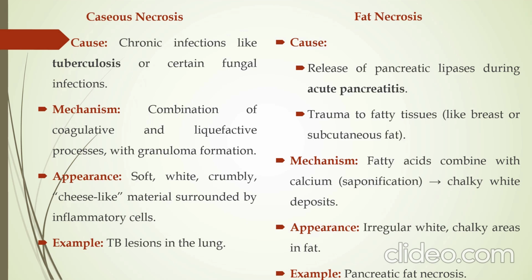Then, fat necrosis results from the destruction of fat tissue by pancreatic lipase or direct trauma. In acute pancreatitis, enzymes break down triglycerides into free fatty acids, which bind to calcium to form chalky white deposits called fat saponification. Trauma can also injure fat, especially in areas like the breast. Grossly, the tissue appears opaque, chalky and irregular. Examples: pancreatic fat necrosis in acute pancreatitis, traumatic breast fat necrosis.